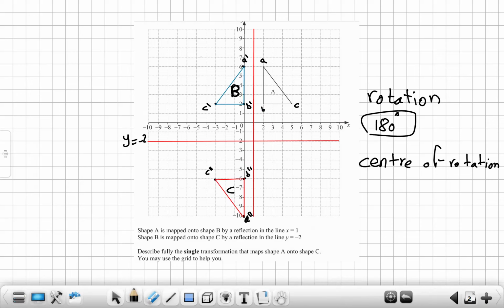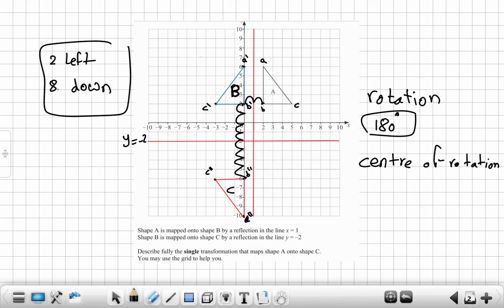First, I need to choose any vertex, so for example here, the vertex B. I need to see what happened to it until it goes to the new image. So B moved 1, 2 left. Remember this, it is 2 left. And then 1, 2, 3, 4, 5, 6, 7, 8 down. So 8 down. Do half of this and you will find the center of rotation.